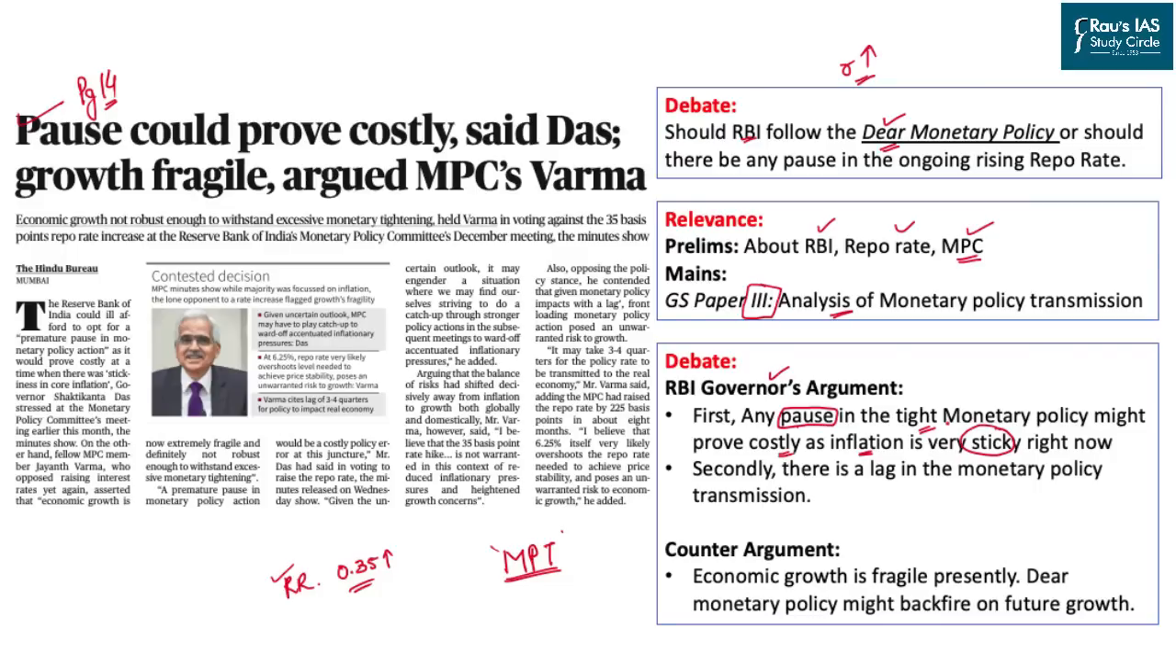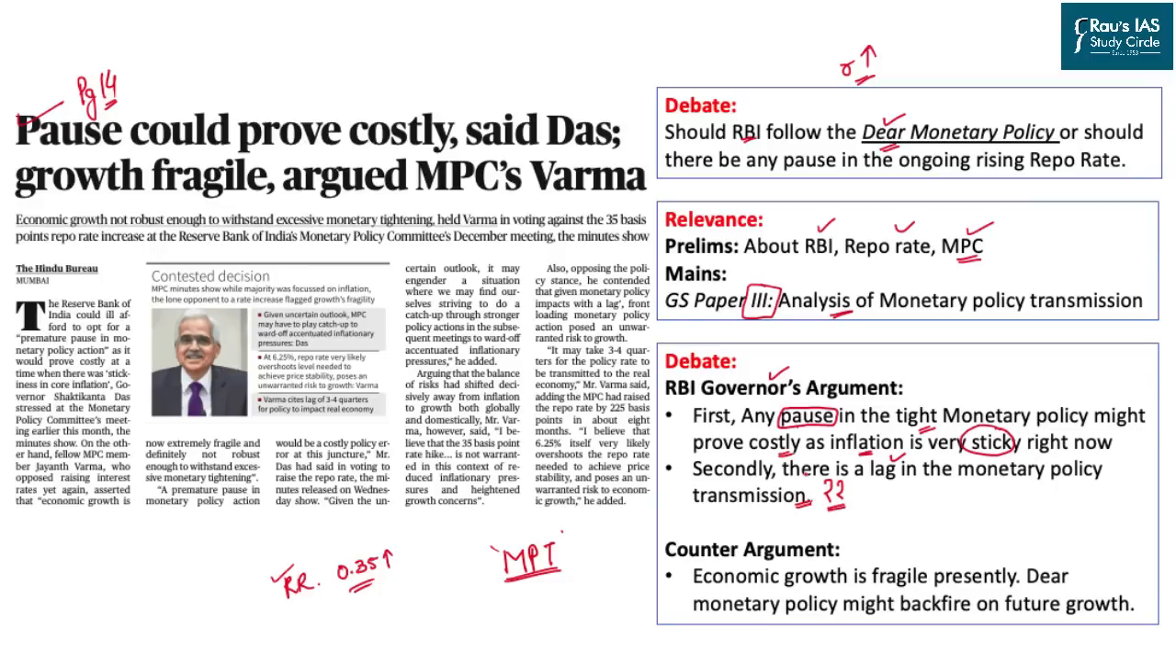And despite many efforts through monetary and fiscal policy, it is seen that inflation remains at a particular stage. Hence, going for a cheap monetary policy or a lenient monetary policy is not an option. The second argument given by the RBI governor is that there is a lag in monetary policy transmission. Now, today we are going to look into this argument of the RBI governor in much more detail.